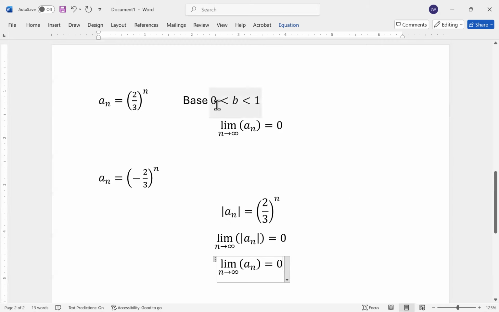Notice that means anytime the base is between -1 and +1, we're going to have the limit of our sequence going to 0 if I have my sequence as just an exponential base raised to the nth power. So I can say that anytime my base is between -1 and +1, the limit of that base raised to the nth power is going to be 0.